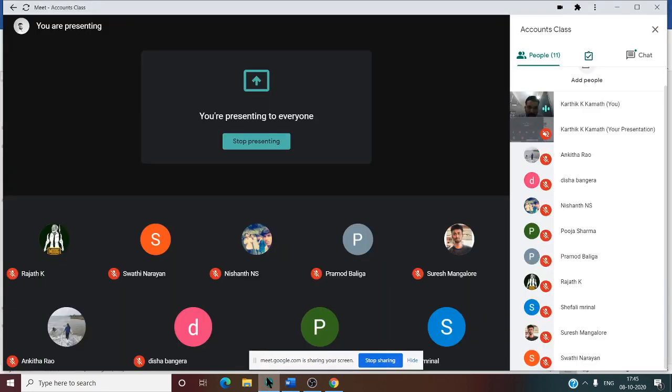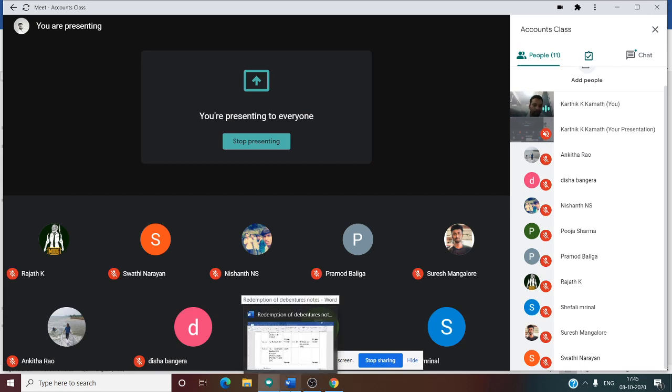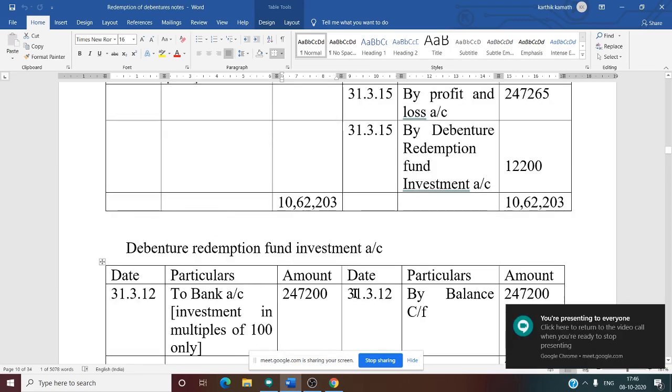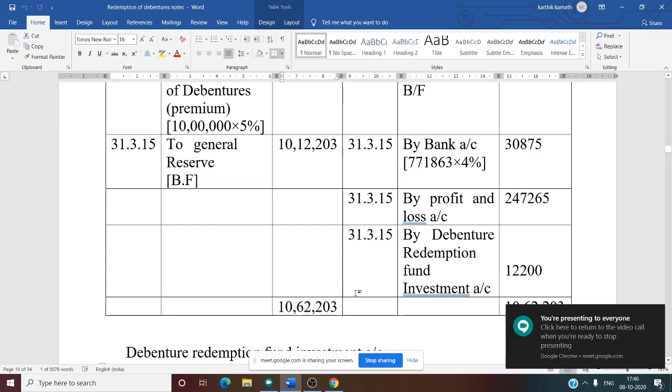Now, what is the next step? After closing DRFI account, we have left open the DRF account. That is Debenture Redemption Fund. Last year we have left some space, right? Now we need to go there. See this. Now we need to go to Debenture Redemption Fund account. Last year we left some space here.